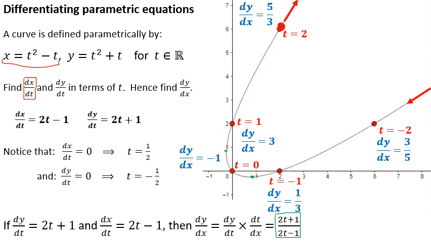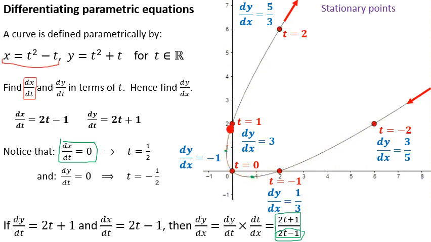It's even undefined at certain moments, and if you tried calculating dy by dx at, for instance, when t equals 1/2, we'd have a problem because dx by dt is 0 when t equals 1/2, so you'd be dividing by 0. You can see that from the denominator of the dy by dx expression.